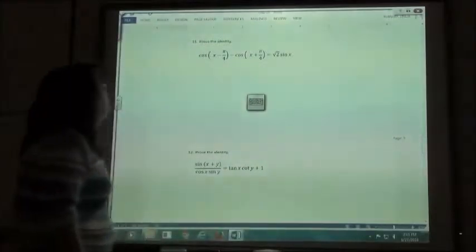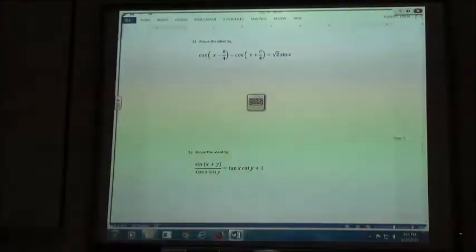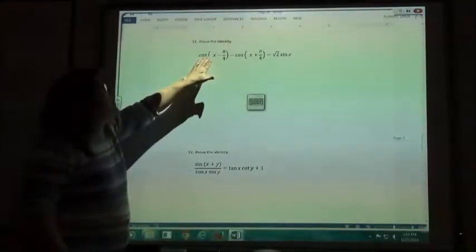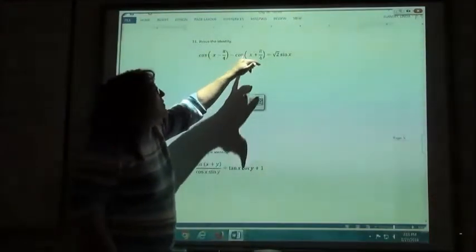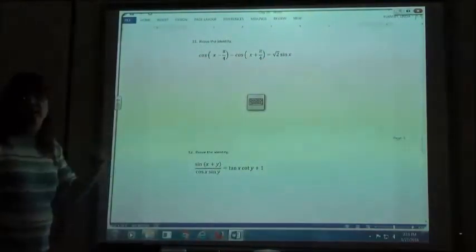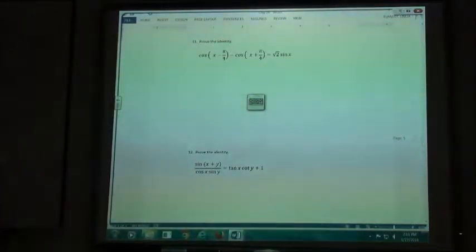So number 11, we want to prove the identity. This time we have the cosine of x minus pi over 4 minus the cosine of x plus pi over 4. So we're going to use the cosine of a minus b, the cosine of a plus b, and then simplify to see if we can figure out what we're doing.